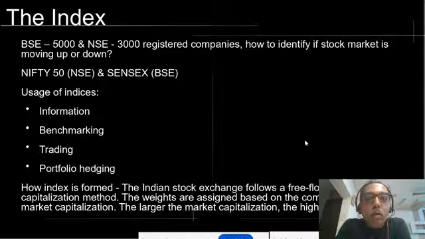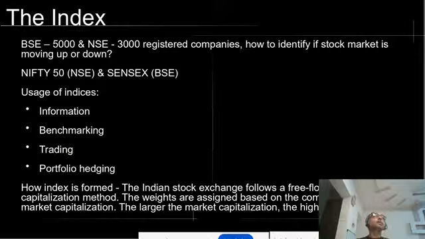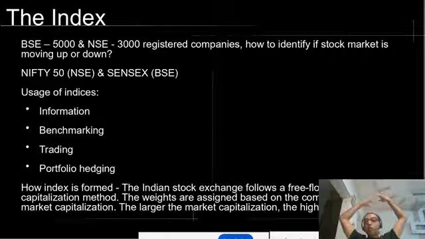All right. So when we say the market has gone up or the market has gone down, in that market there are multiple stocks, right? Around 3,000 stocks in NSE, around 5,000 stocks in BSE. Out of those 3,000 stocks, a few hundred or a few thousand stocks might rally, might go up, and the remaining stocks might go down. Now the question is how to define whether the market has gone up or down, right?